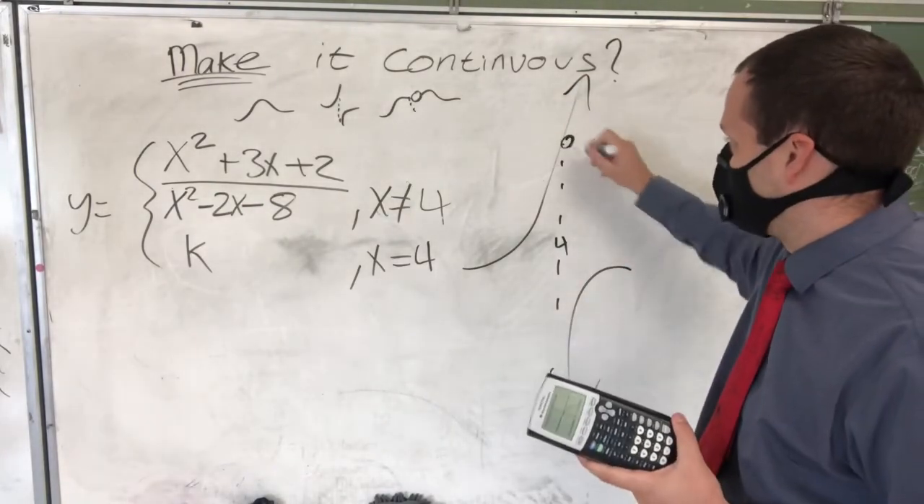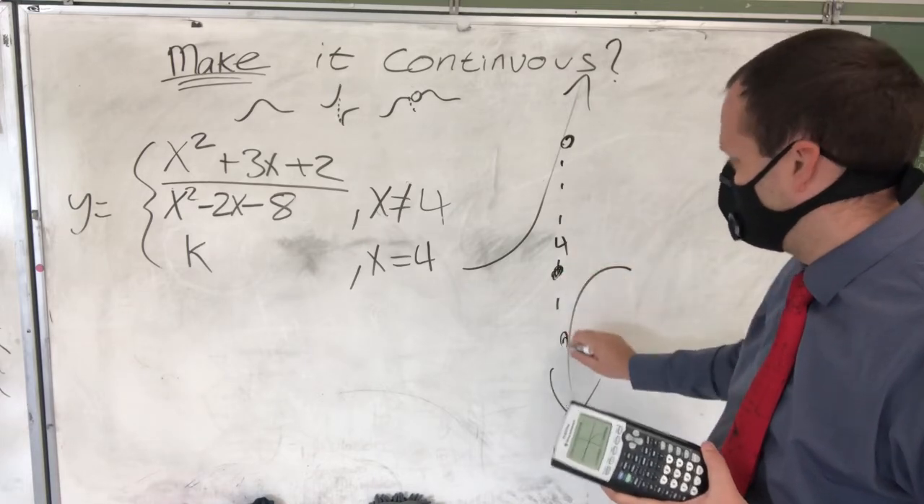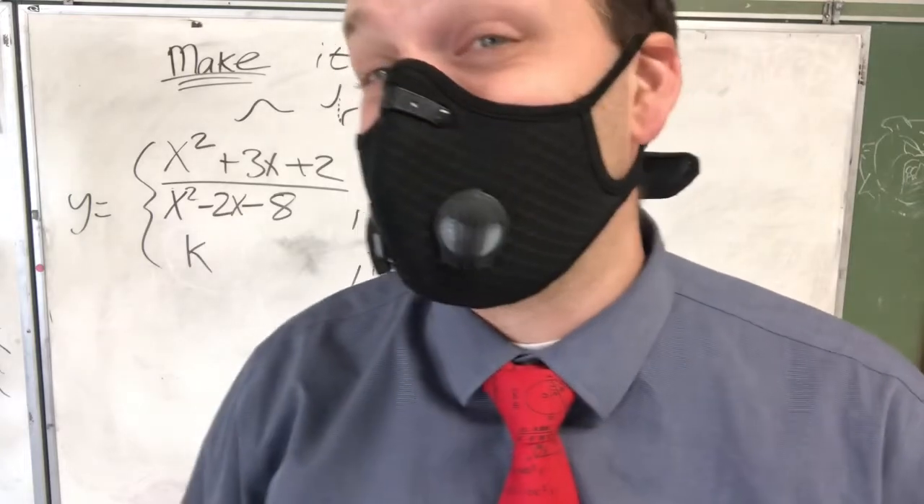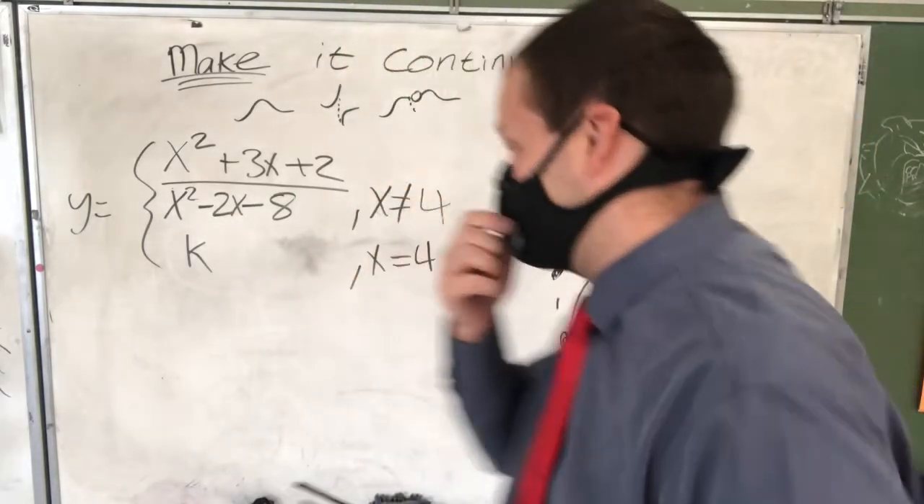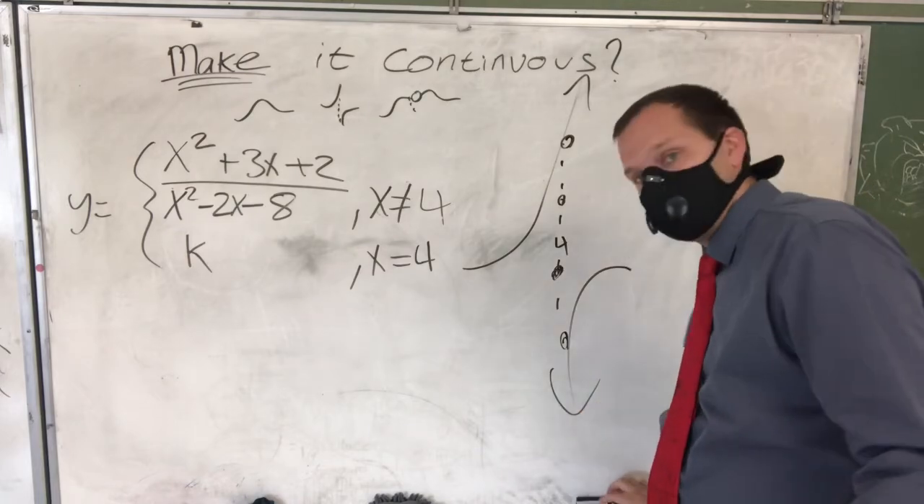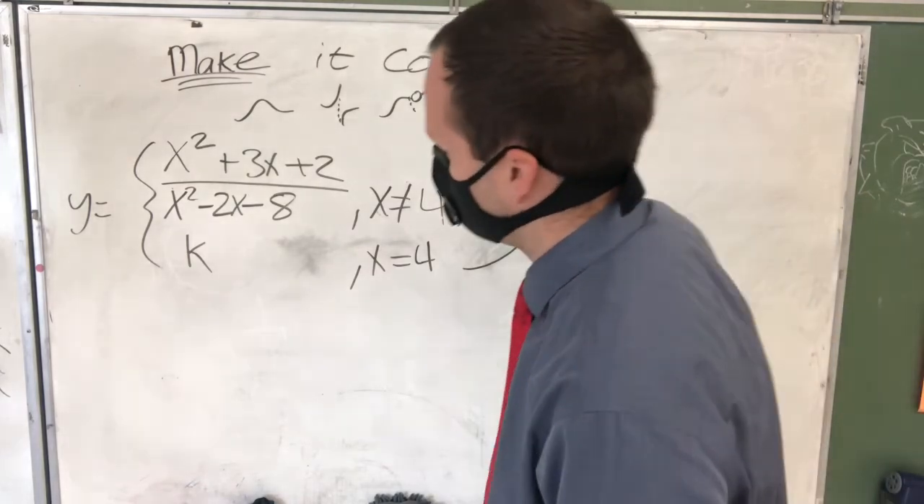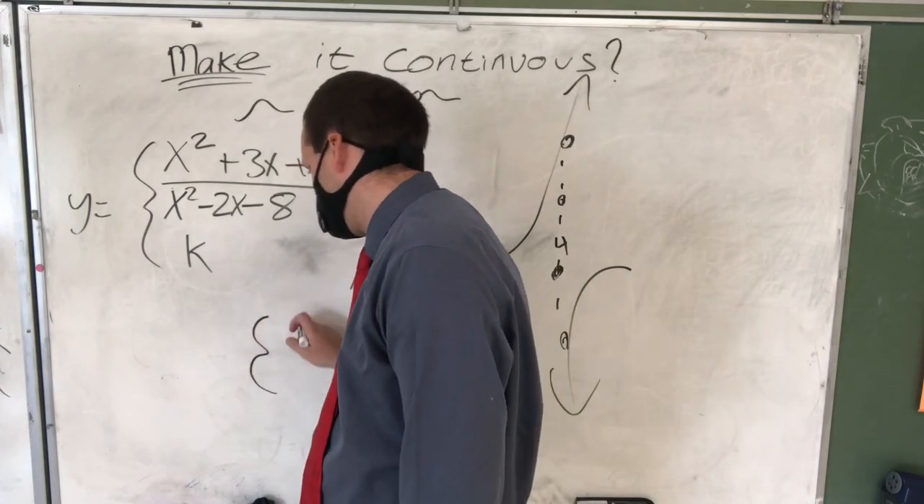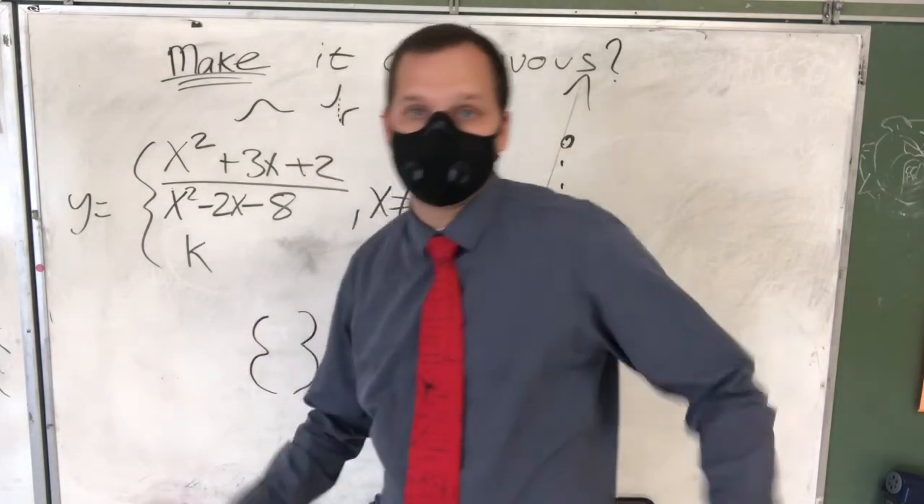Is there anywhere along this line that we could put a single point to connect them? There's not. So when there's an asymptote, we cannot connect them. So in this case, there is no answer. It is impossible, kind of like with the parallel lines. It's impossible to make this continuous. So we are going to say that there's no answer. That's it.